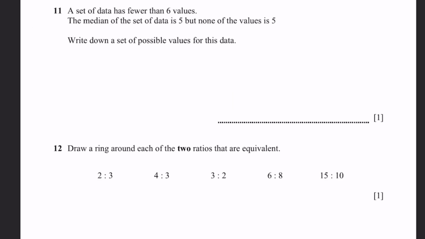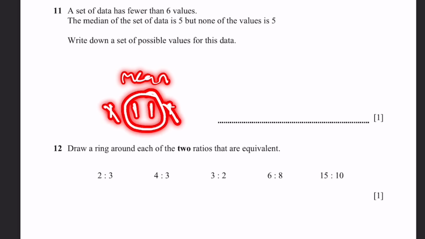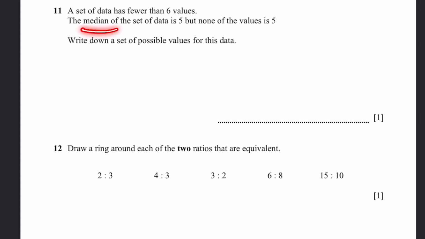Question 11. A set of data has fewer than 6 values. The median of the set is 5, but none of the values are 5. Write down a set of possible values for this data. So the median is 5, but none of them are 5. That means there should be an even number of values, because then the 2 values in the middle will have their mean. Let's say there are 4 values. The mean of the 2 middle values, add them, divide by 2, will be the median.